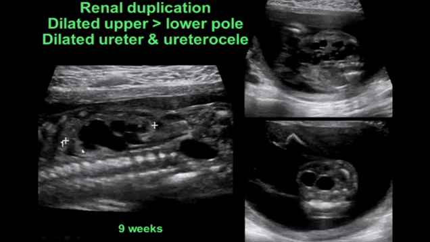We can see that there's a dilated upper pole. We can see that the lower pole also is dilated, but not as dilated as the upper pole. And then when we look in the abdomen below the kidney, we see the dilated tortuous ureter down to the bladder. This is the bladder. This is a ureterocele in the posterior aspect of the bladder.